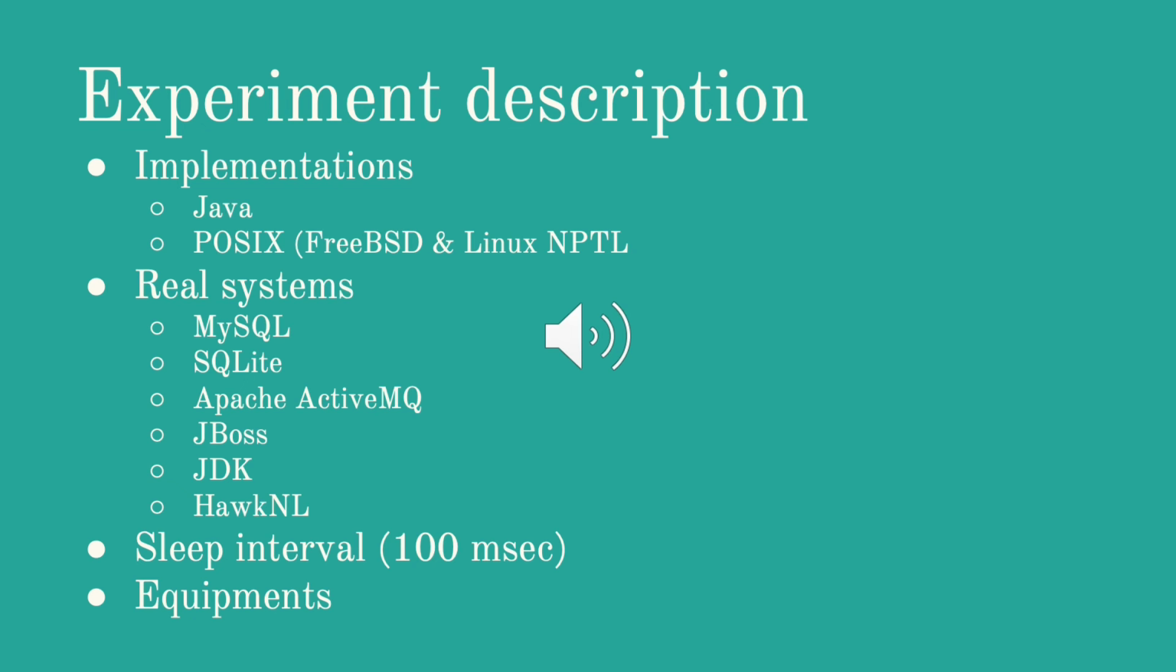The authors have 3 implementations of Dimmunix, 1 for Java programs and 2 for POSIX threads. In Java programs, Dimmunix supports monitors and explicit locks. For POSIX threads, they modified the library in FreeBSD and the native POSIX thread library in Linux, which is part of glibc.